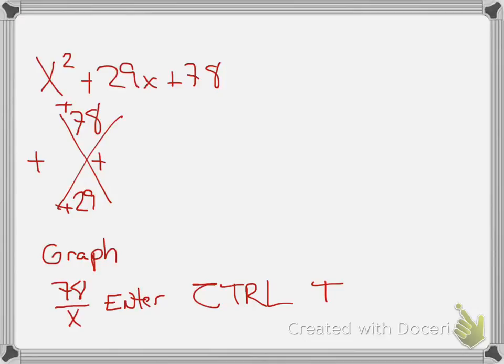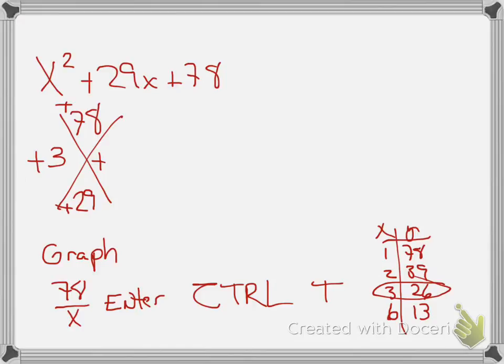If you're having trouble coming up with the big numbers, like saying, oh, how do I get the factors of 78, go to the graphs page, press 7, the number divided by x, so the top number, 78 divided by x, press enter, then Control T to get the table. On the table, you would probably see something like this: 1 and 78, 2 and 39, 3 and 26, 6 and 13, ignoring any decimals. Don't care about the decimals.